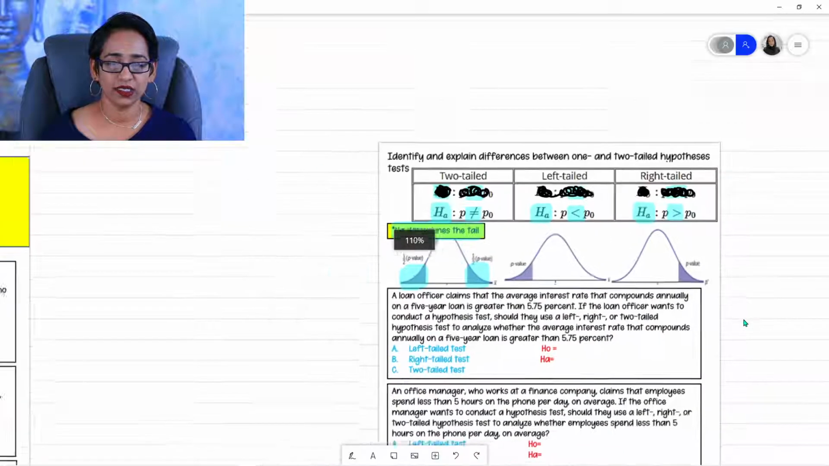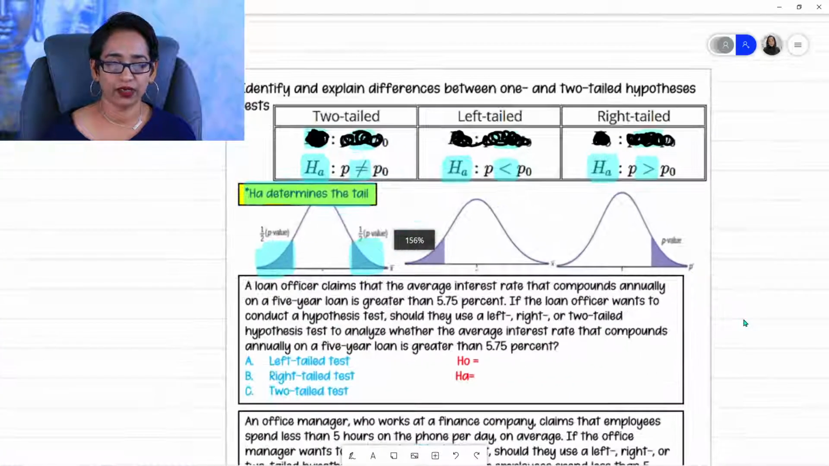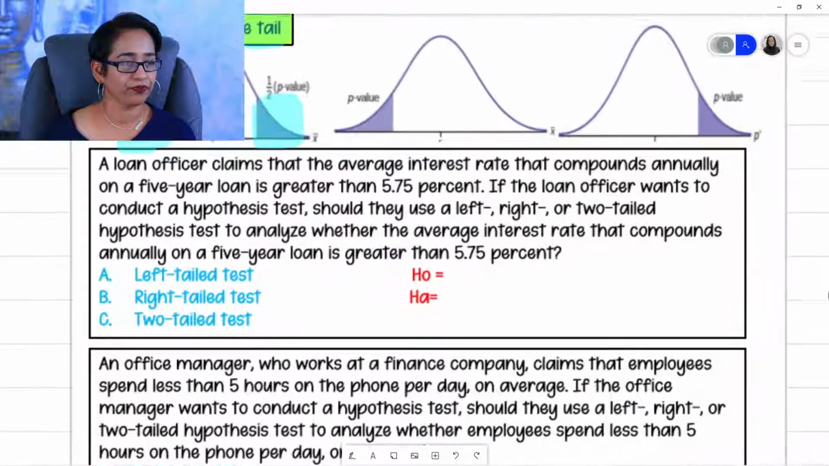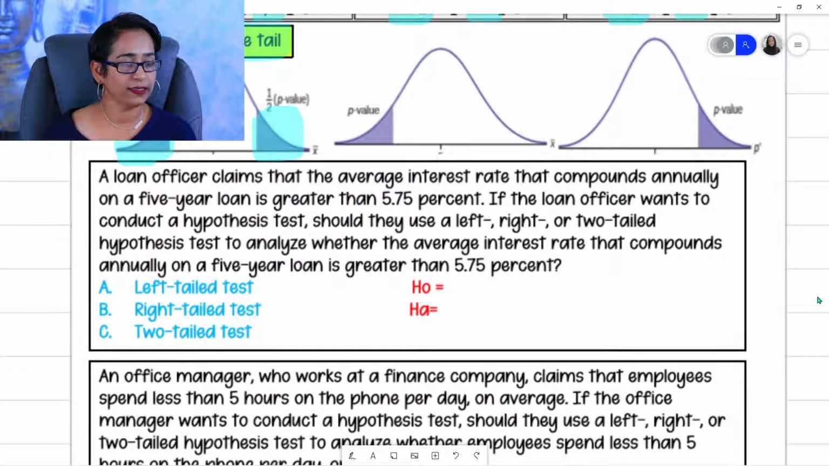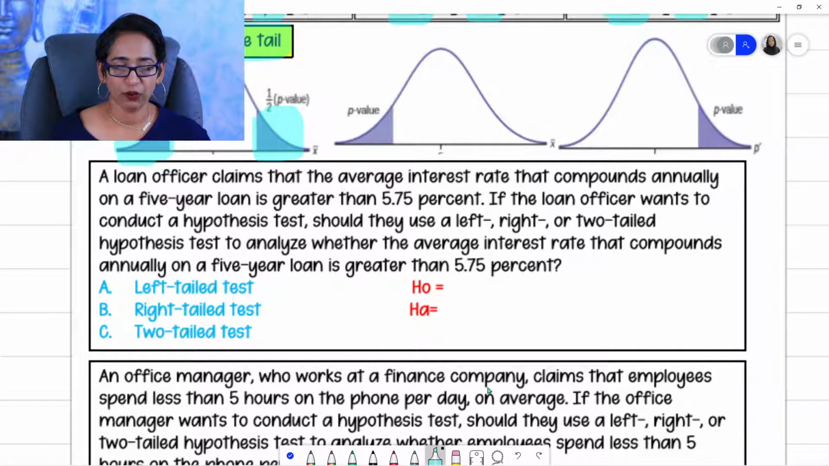Where is it? Can you see this? Okay. I should have got my water bottle.